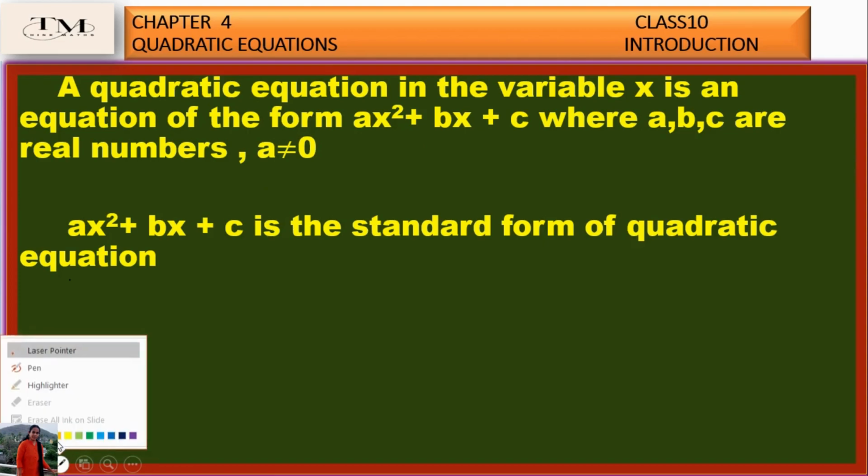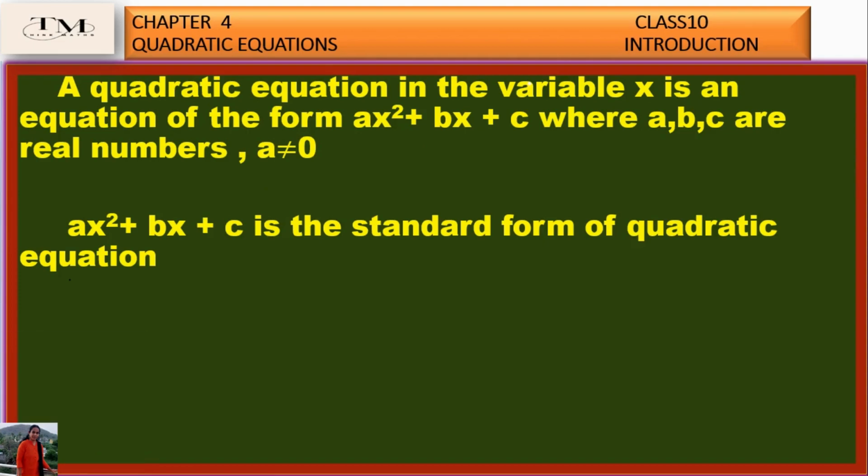So why should a not be equal to 0? Because if a is 0, then the x square term will be cancelled. So this will be bx plus c, that is degree 1. Quadratic means its degree should be 2. The highest power is called the degree. So here the highest power is 2. So this equation is the general form of a quadratic equation, where x is the variable.